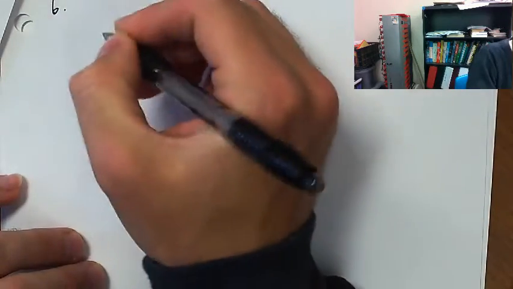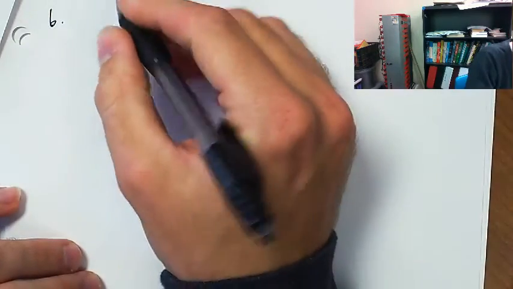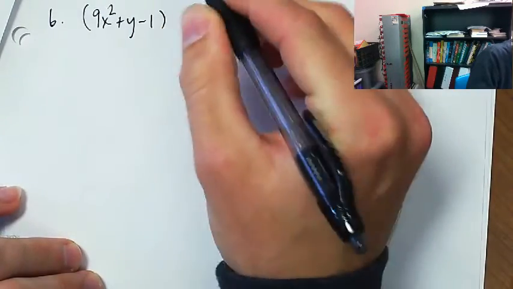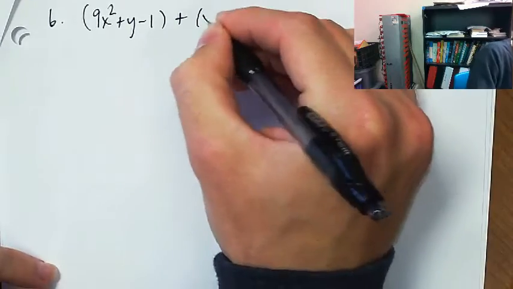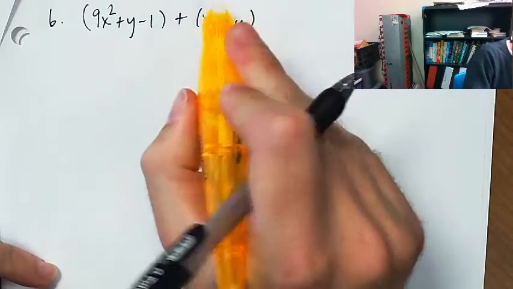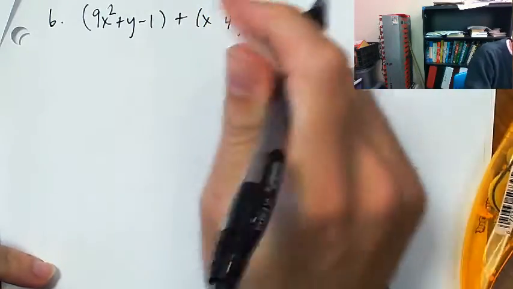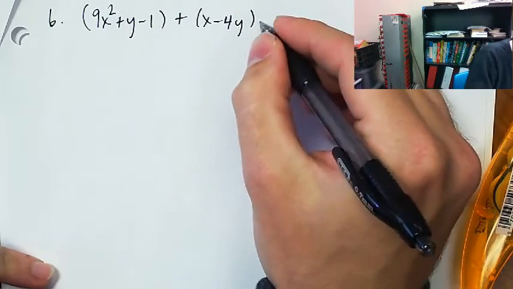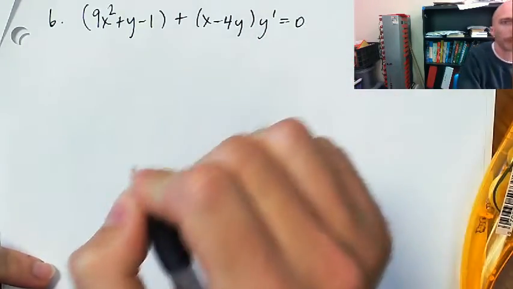Okay. Now I've got 2 more, and these actually have an initial condition attached to them, so that'll be good for us to find a particular solution, so we know how to do that as well. So over here, number 6 is going to be 9x squared plus y minus 1 plus x minus 4y, that's a minus. Alright, so it's x minus 4y multiplied by y prime, that's equal to 0.